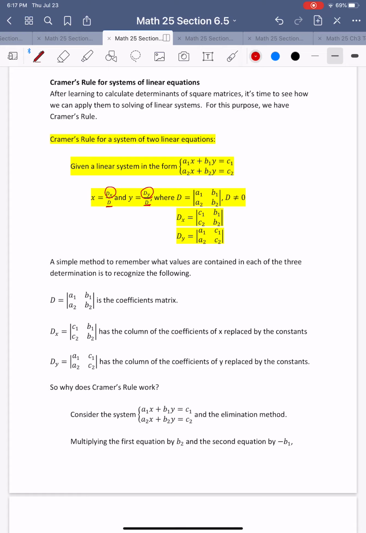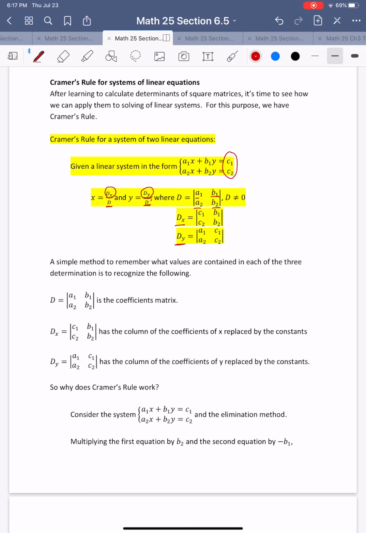So the determinant is from a1, b1, a2, b2. And for x, instead of the a1 and a2, you use the constant terms, c1, c2, and keep the b1, b2. For the dy, instead of the b, we're using the c1, c2 to get the determinant for the y.